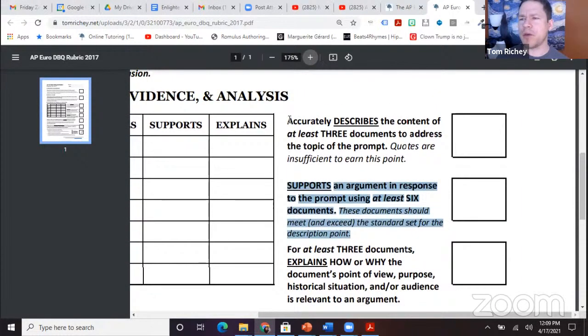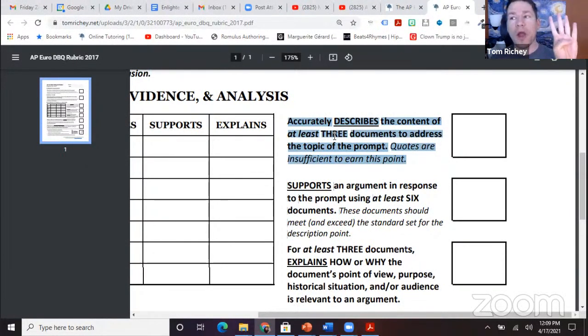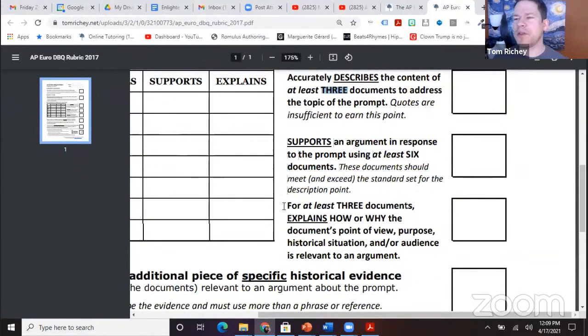Now, the other 2 document points. Note here, accurately describes the content of at least 3 documents. Remember, I read 4 there because you want insurance. If you only use 3 documents and you mess one up, then that's not going to be good for you. Then, at least 3 documents explains how or why the document's point of view, purpose, historical situation, and/or audience is relevant to the document. That's something we can do using 3 or 4 documents. So you want to decide about that.